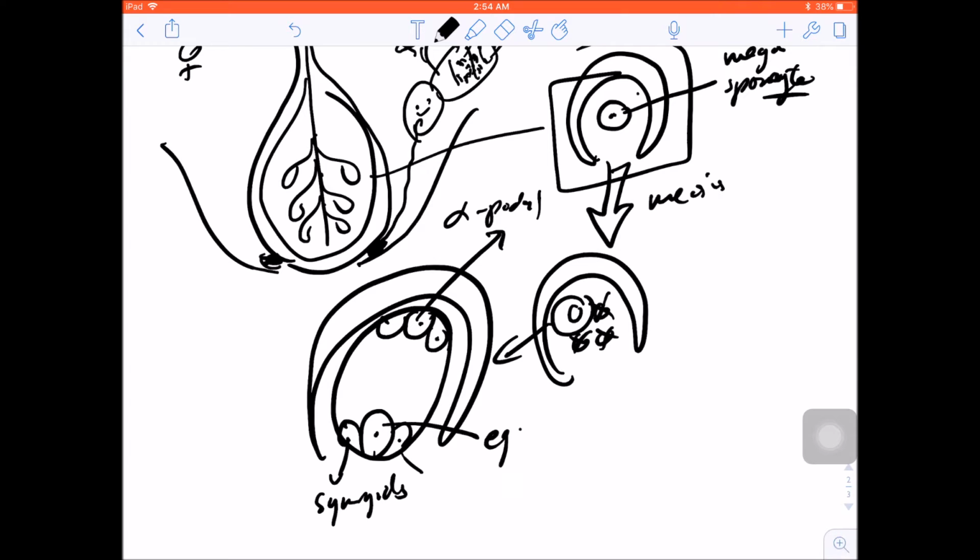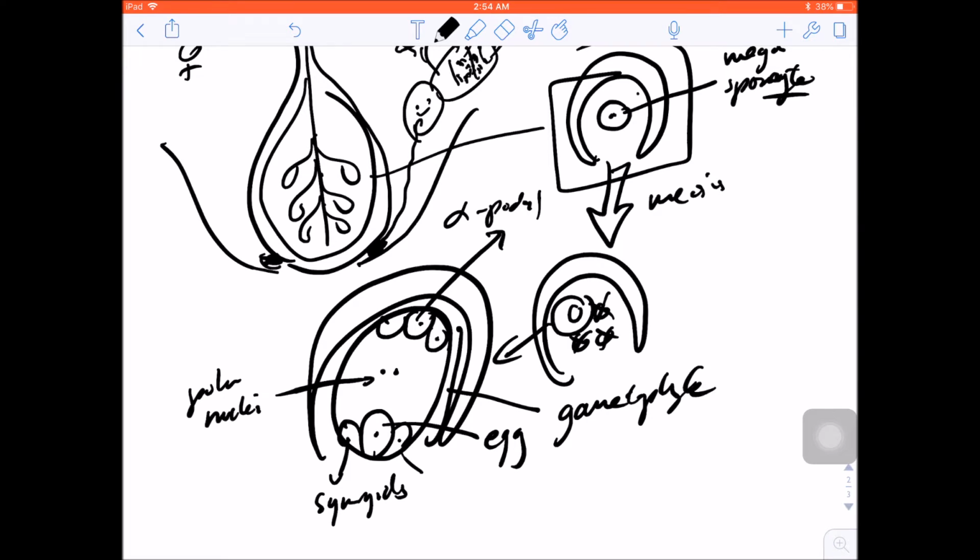The egg and 2 polar nuclei. And so this entire structure is the female gametophyte, the megagametophyte. And I guess, similar to the highly reduced archegonia or antheridia in the pollen grains, this egg would just be considered the archegonia here. There's no special pouch for the egg. It's just laying inside the bottom of that female gametophyte, and that egg will develop into an eventual zygote.